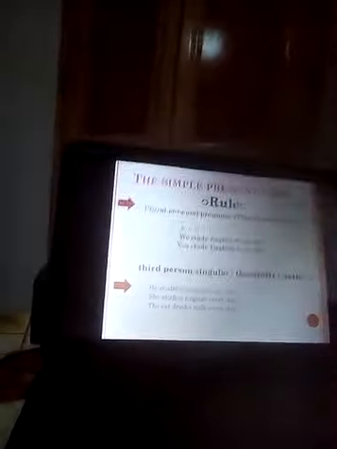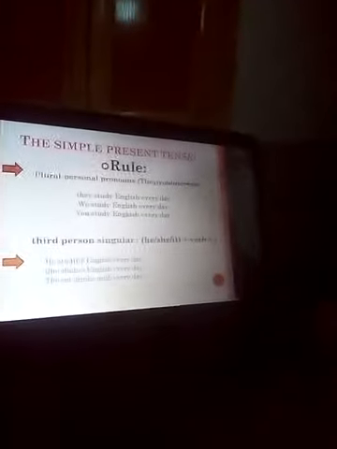Okay, so the cat drinks, not the cat drink. He studies, not he study. Okay, she studies. Okay, so we have to add the s to the verb with the third person singular he, she, it. Is it clear? Because we're making many mistakes in your exam, so pay attention. When we have third person singular, we put the verb plus s. Okay, so now let's move on.